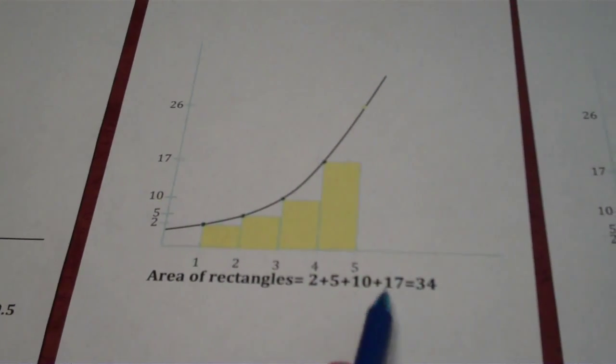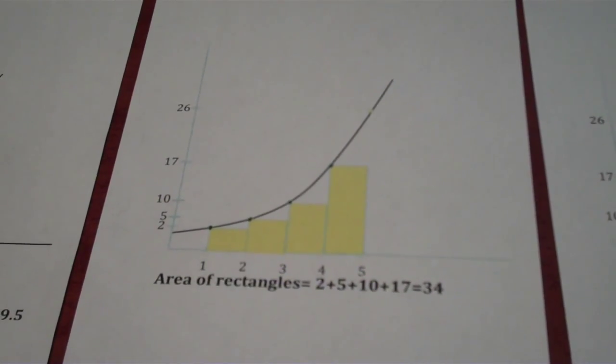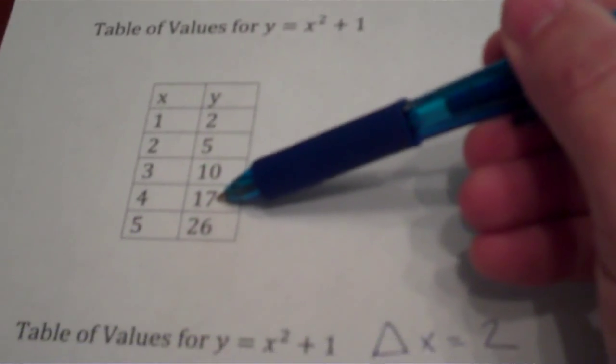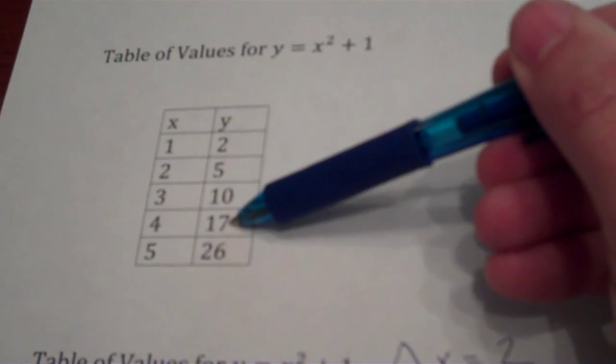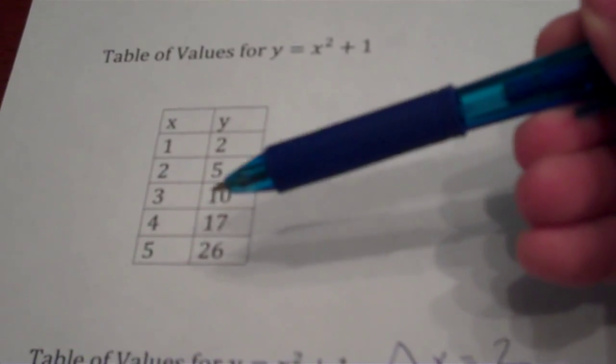2, 5, 10, and 17. Those were our left values. So basically, if I go back to my chart again, notice where I find 2, 5, 10, and 17. They're literally my first 4 values on the chart, and I could ignore the last one. Let's take a look now and see what happens as I go from right to left.